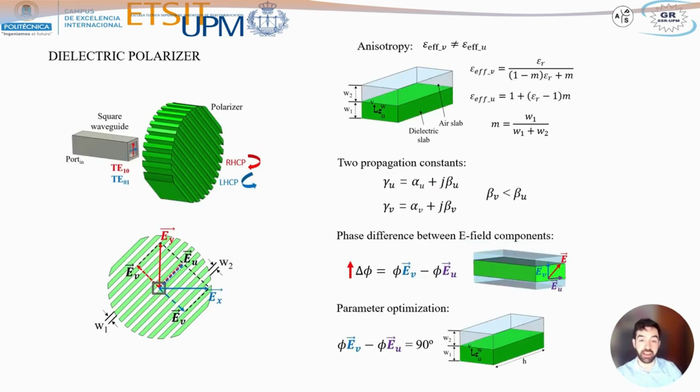Now, regarding the dielectric polarizer, here we can see how when the TE10 mode is excited in the square waveguide, the vertical polarization is converted by the polarizer into right-handed circular polarization, whereas if the TE01 mode is excited in the square waveguide, the horizontal polarization is converted into left-handed circular polarization by the polarizer. The whole concept of the polarizer is based on an anisotropy in the dielectric slabs and the definition of two effective permittivities.